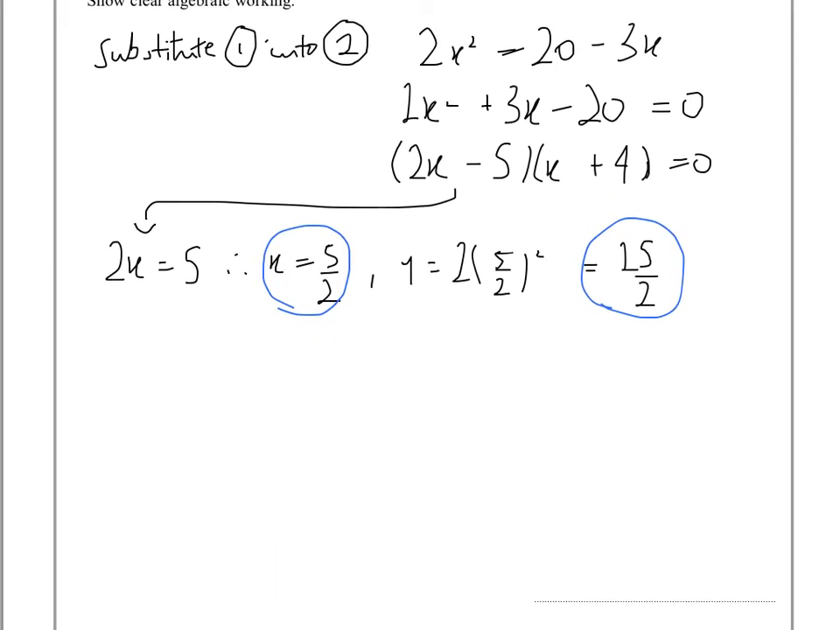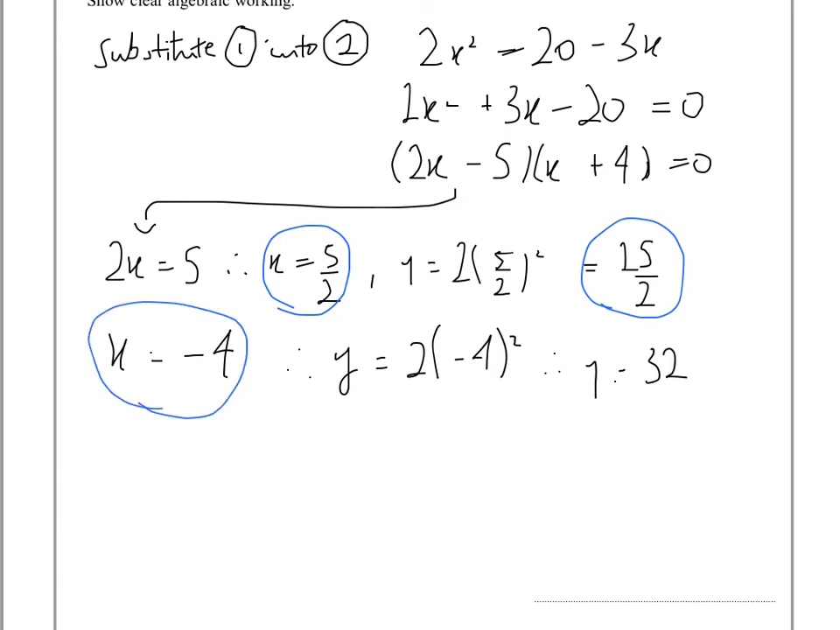The other one is this part, which is x plus 4 is equal to 0. So that means that x is equal to minus 4, and if x is equal to minus 4, that means y is equal to 2 times minus 4 squared. Minus 4 squared is 16, 16 times 2 is 32, so therefore y is equal to 32. So our other solution set is x is equal to minus 4, and when x is equal to minus 4, y is equal to 32.